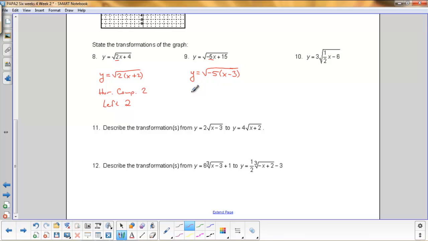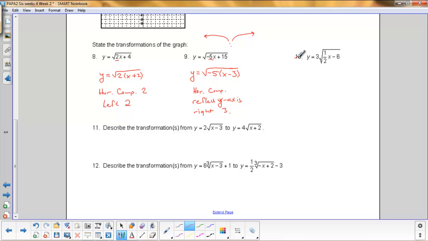So now what we're going to have here is a horizontal compression of 5, a reflection across the, sorry, not the x, the y-axis. That means that it's going to move from this posture to that posture, that orientation, and we are going to have a right movement of 3 units.